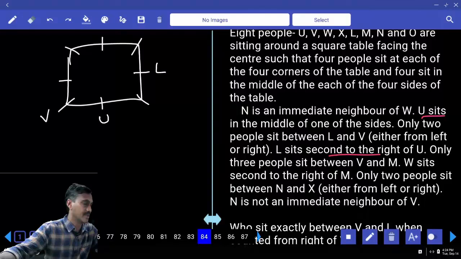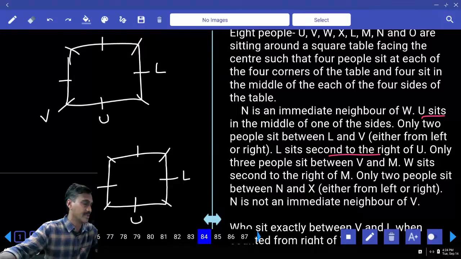V can be anywhere, and there is another possibility. The second possibility is also coming up for us. Now V can be here, or what is the other possibility for this V? Now U is at this place, L is here. 2 persons between L and V can be here. V is either to the left hand side of L or the right hand side of L.